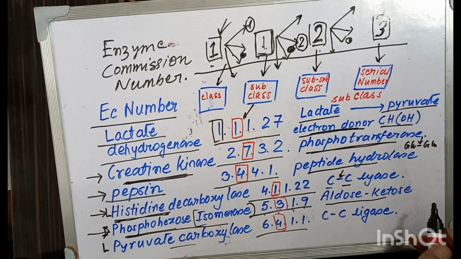And the last one, pyruvate carboxylase, is a carboxylase. It's an adding enzyme. It adds carbon dioxide to pyruvate, a 3-carbon molecule, and forms a 4-carbon molecule, oxaloacetate. So it's a carbon-carbon ligase.